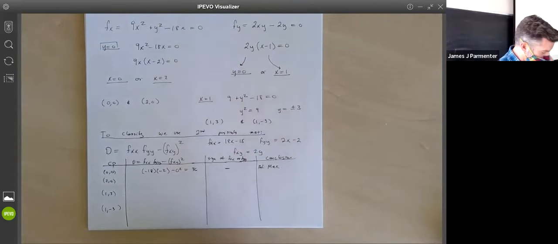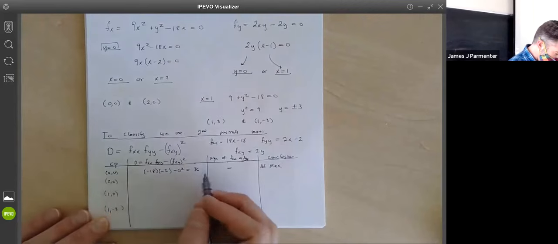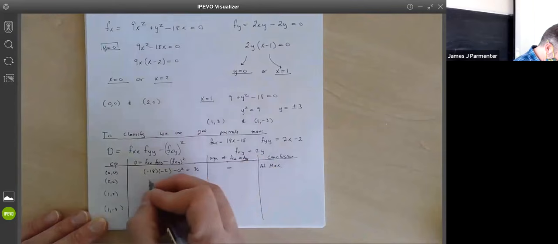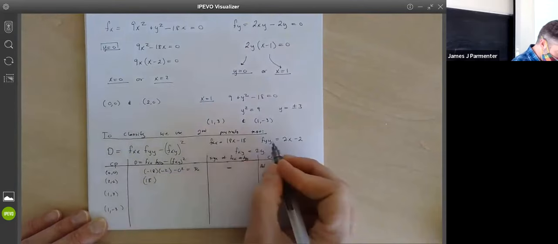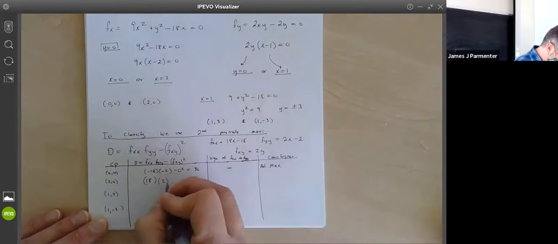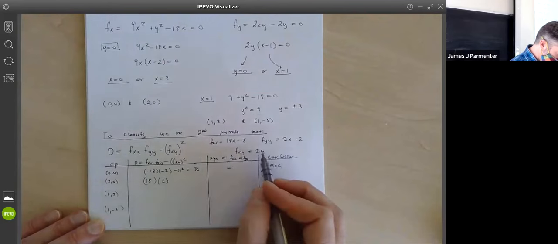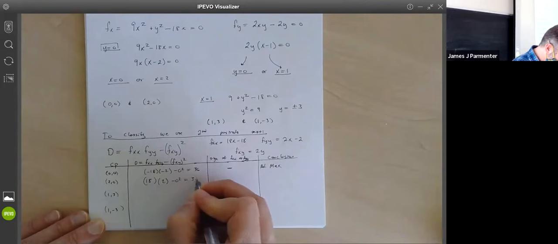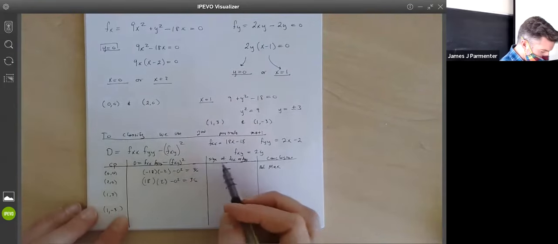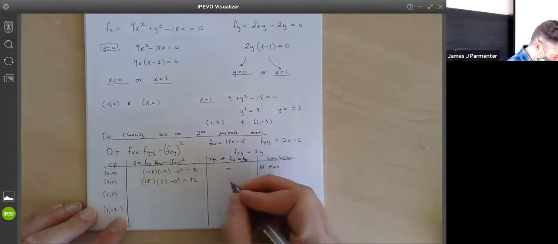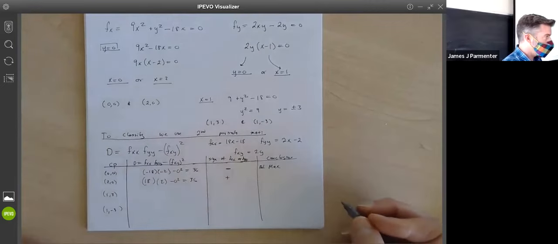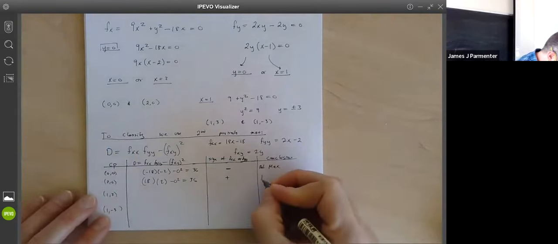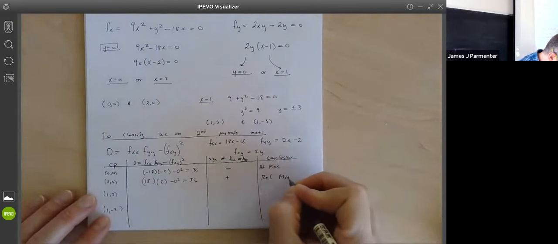Let's actually look at the next critical point. So we plug in (2, 0). f_xx when I plug in 2 is going to be 36 minus 18. f_yy when I plug in 2 is going to be 2. And then f_xy when I plug in 0 for y is still going to be 0. This is also 36, but now the signs of my second derivatives with respect to x and y are both positive, which means the whole thing is concave up. So we have a relative minimum.